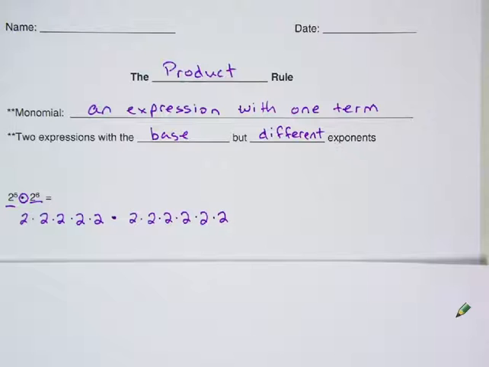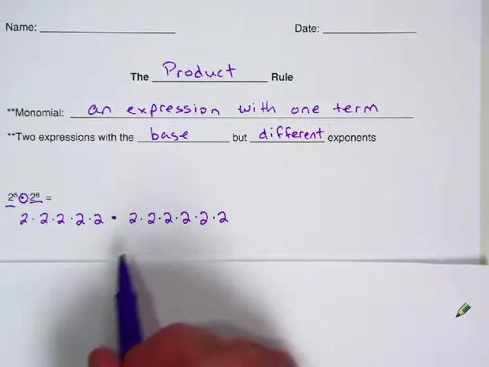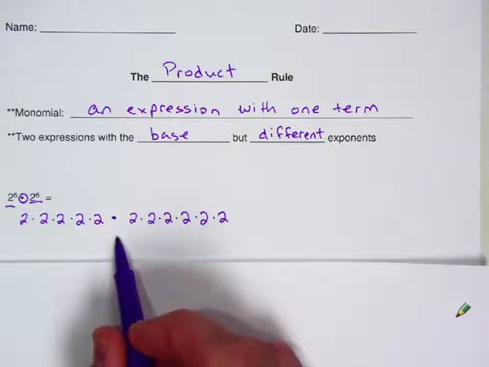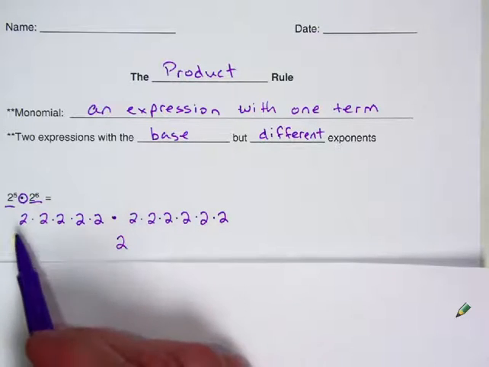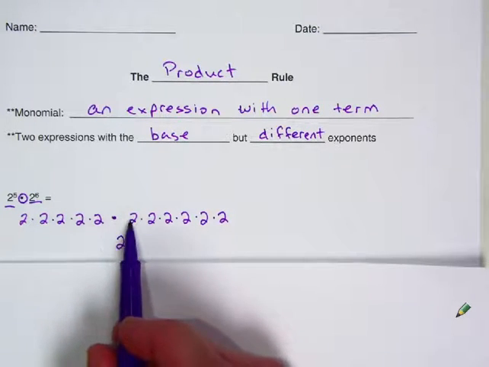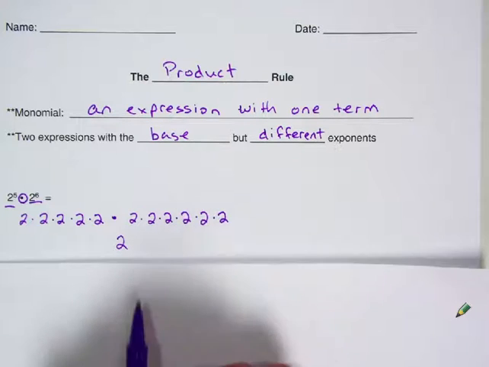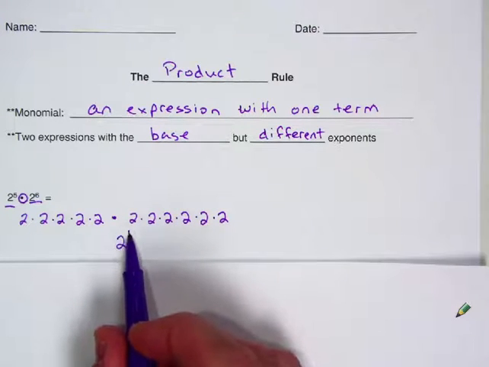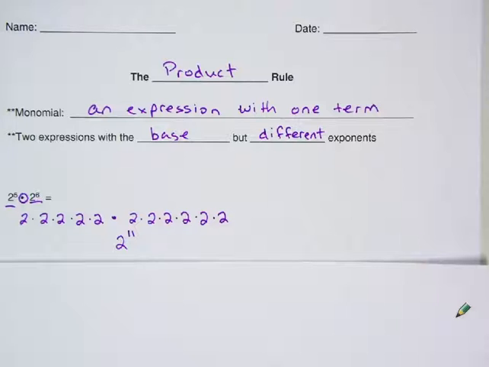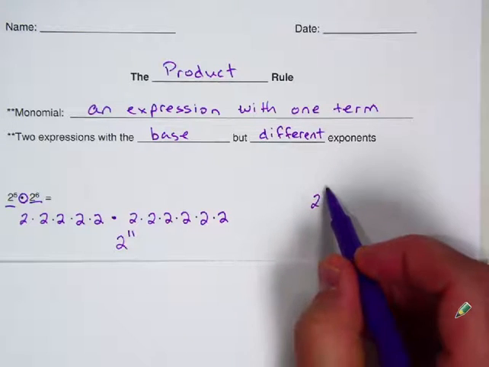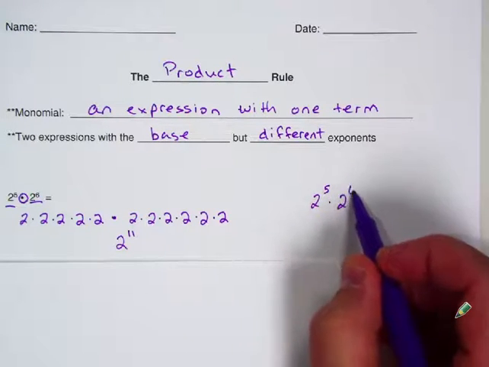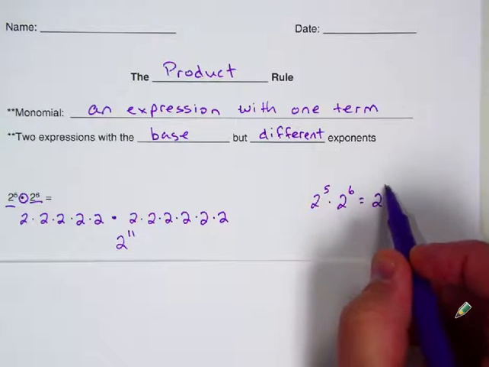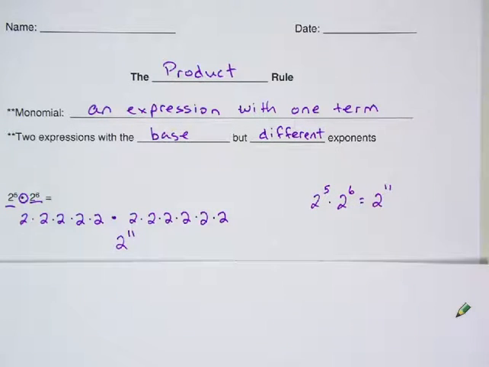So what's a quicker way we can write that? Well, we can condense this. Our base is 2, and we have 1, 2, 3, 4, 5, 6, 7, 8, 9, 10, 11 of them. So this is 2 to the 11th power. In other words, 2 to the 5th times 2 to the 6th is equal to 2 to the 11th. 2 to the 11th power is such a large number that I'm really not interested in its actual value. I just want the exponential form of that.